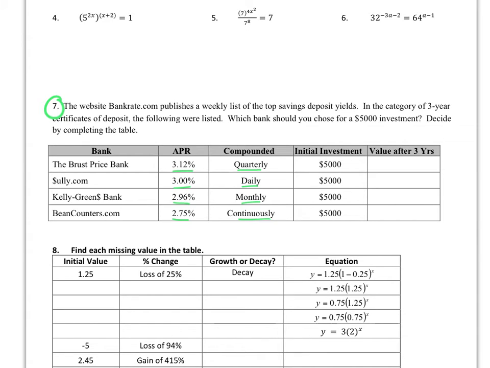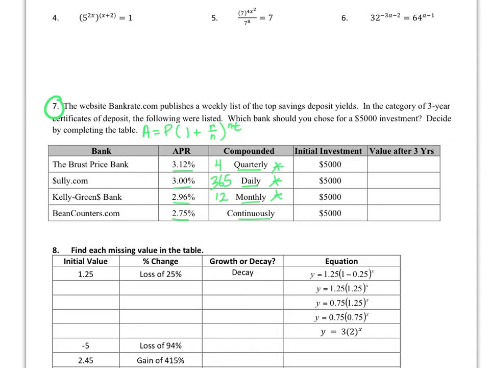That's the whole point. So for these 3, you need to use the formula A equals P times 1 plus r over n to the nt power, because that's the one where you put the number of compoundings per year. So if quarterly, well, there are 4 quarters in a year, so you would put in 4 for n on that one. Daily, you would put in 365 because there are 365 days in a year. Monthly, you would put in 12 because there are 12 months in a year.